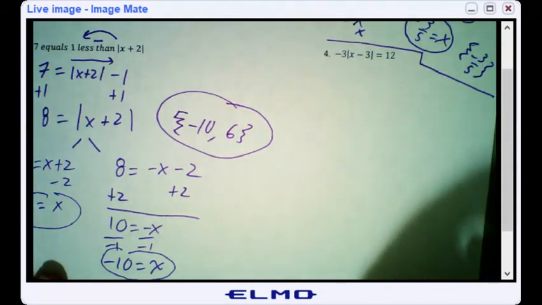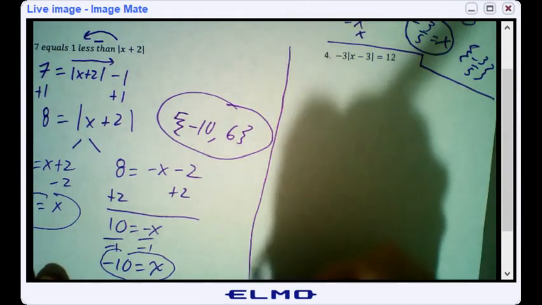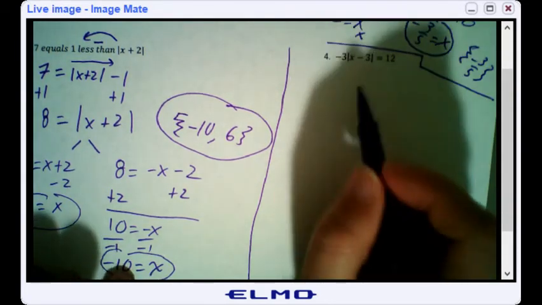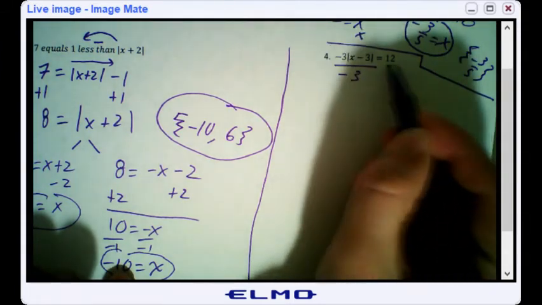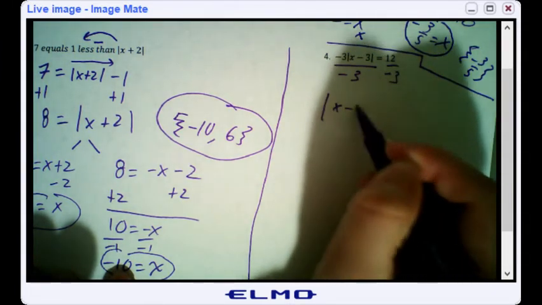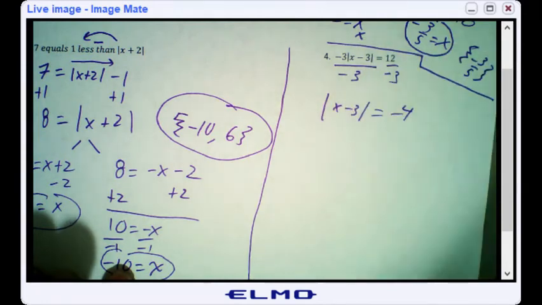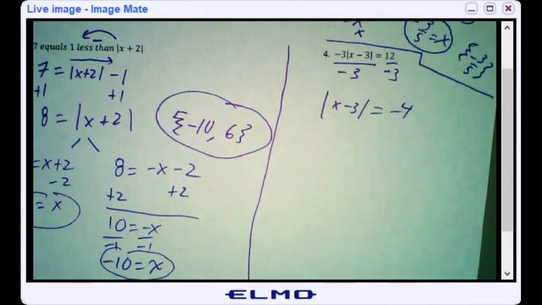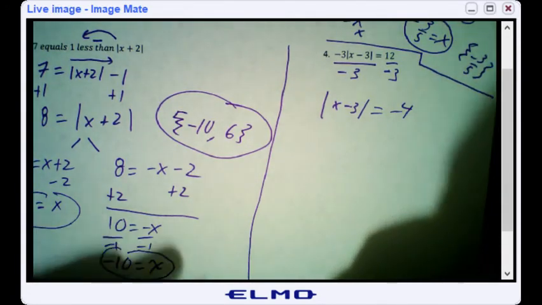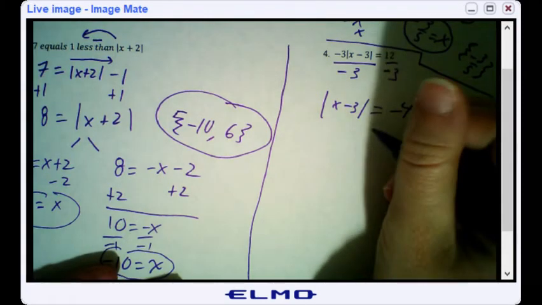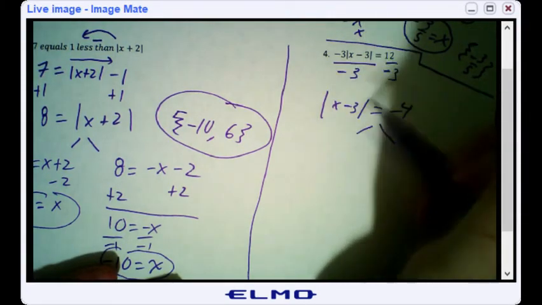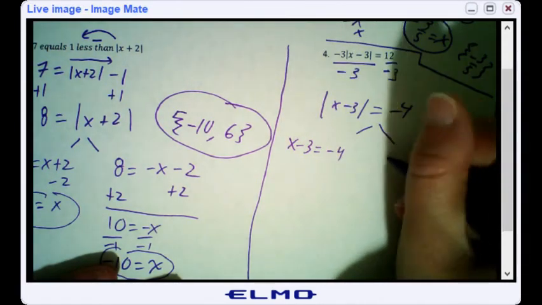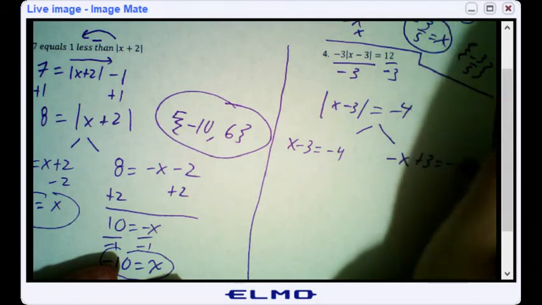And then when I get to 4, absolute value bars aren't by themselves yet. I've got the negative 3 times the absolute value bars. So I'm going to divide both sides by negative 3. So I get absolute value equals negative 4. When I'm looking at it, I can now break it into my 2 equations because absolute value is by itself. My normal, x minus 3 equals negative 4. And then my opposite, negative x plus 3 equals negative 4.